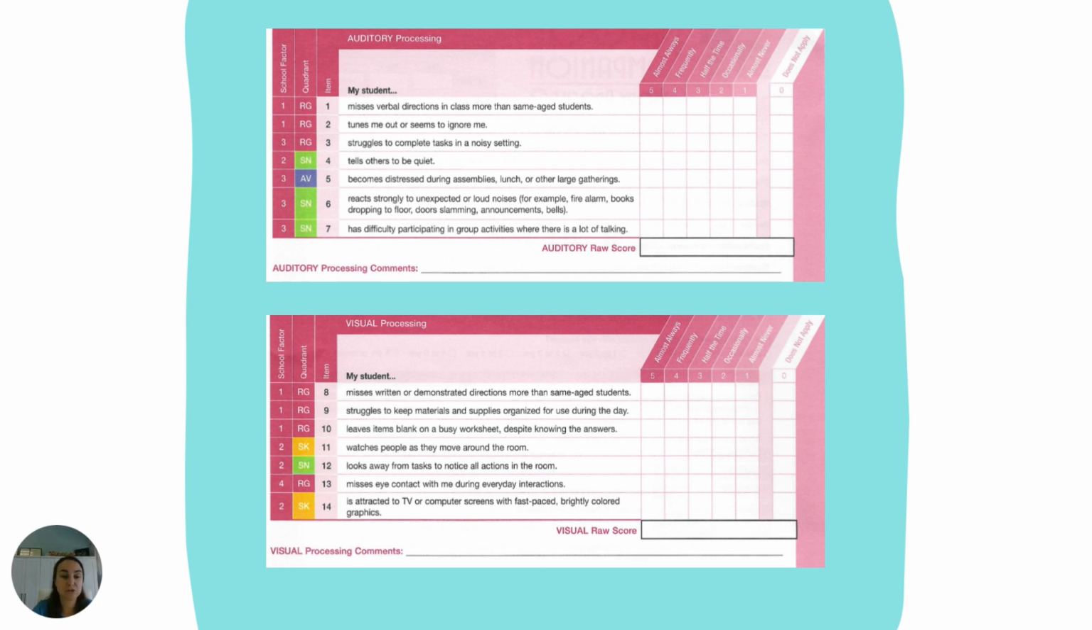Next, we get our visual processing. That can be children that miss written or demonstrated directions more than same age children, leave items blank on a busy worksheet despite knowing the answer, or maybe look away from tasks to notice all the actions in the room. Those are the type of questions under visual processing.